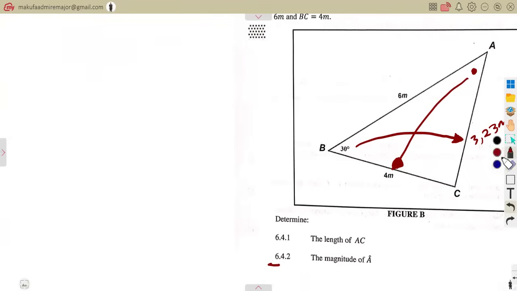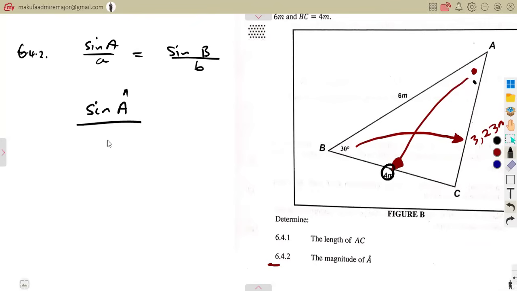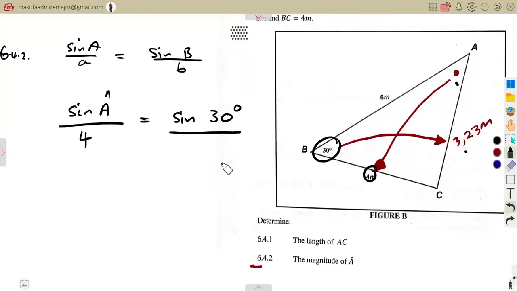Let me just have it here. That's 6.42. It was going to be the sine of A over A, equal to the sine of B over B. That is the sine of the angle A that you want to calculate, over its corresponding side 4, is equal to the sine of B, which is the one that you're given there, 30 degrees, over its corresponding side, the side that we calculated, 3.23. So that's it. Let's solve here. How do we remove this 4? In the denominator, you multiply by it.